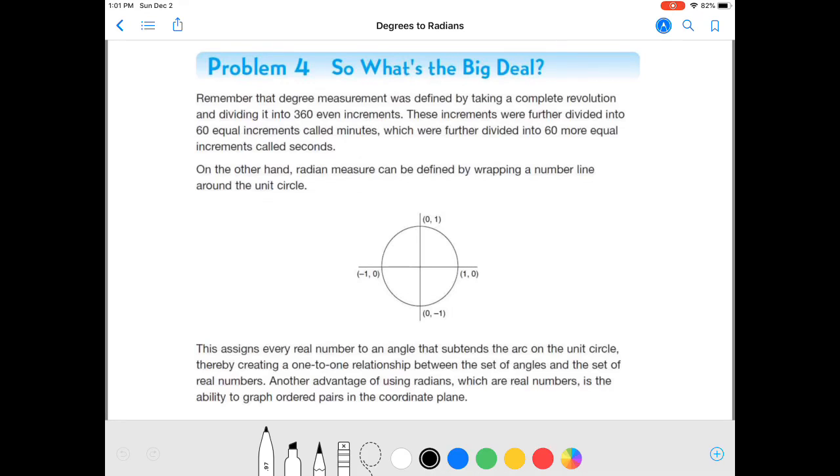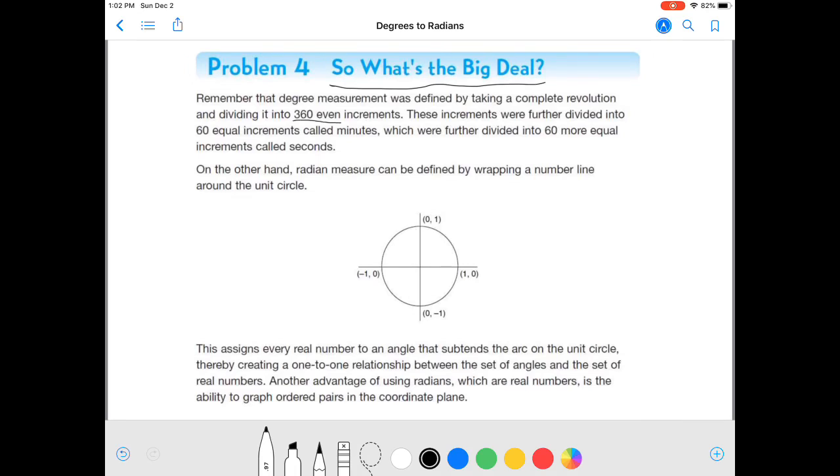So we're going to take a look at our next lesson, which is going to be kind of a callback to the stuff that we did last week. I hope you all had a great weekend and you're ready to learn. So we're going to talk about what's the big deal with degrees and radians.